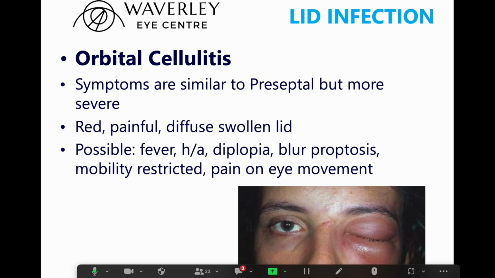Symptoms are going to be similar to a preseptal cellulitis, but there's going to be more pain, more red, more swollen. There are possibly systemic symptoms like fever and headaches. They might have double vision, because if it has spread to the orbit, it's now affecting the extraocular muscles and the movement of those. So the patient might have trouble moving that eye, so they might have double vision. Or if you try to physically move the eye for them, they might have trouble. With both of them, they may say there's pain, but you can definitely tell once you start moving it that with orbital cellulitis, there's excess pain.